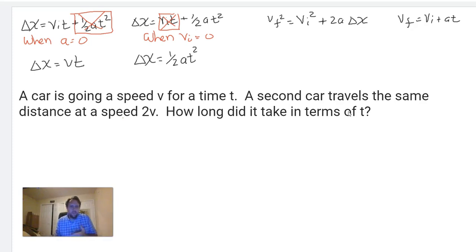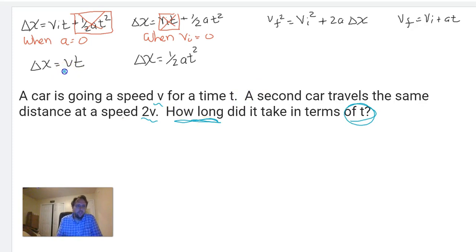So our first step, we've got to find out what type of relationship this is. The first thing you want to do is read the question and identify what it is you're looking for. I'm looking for how long. That is a time. In terms of t is a big clue, time. And what has changed? Well, it's the velocity that's changed. So I need to relate time to velocity. There are two options for that.